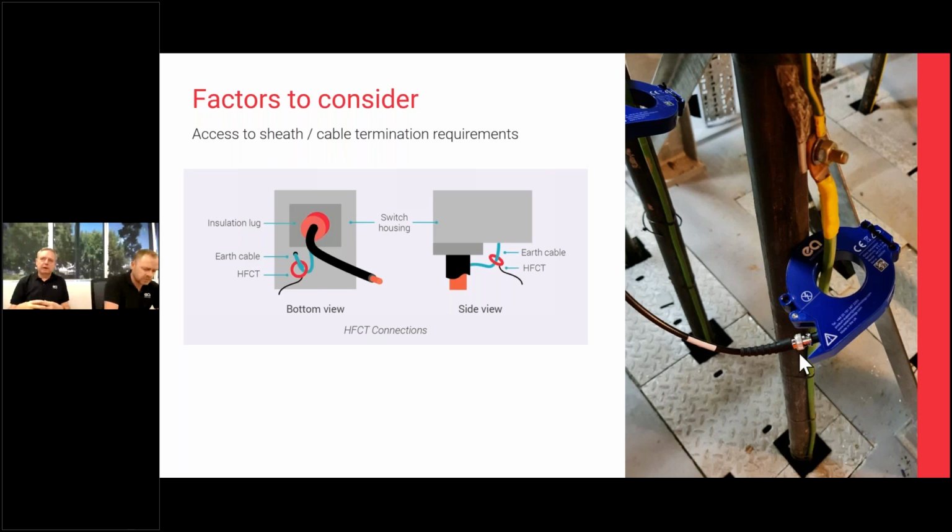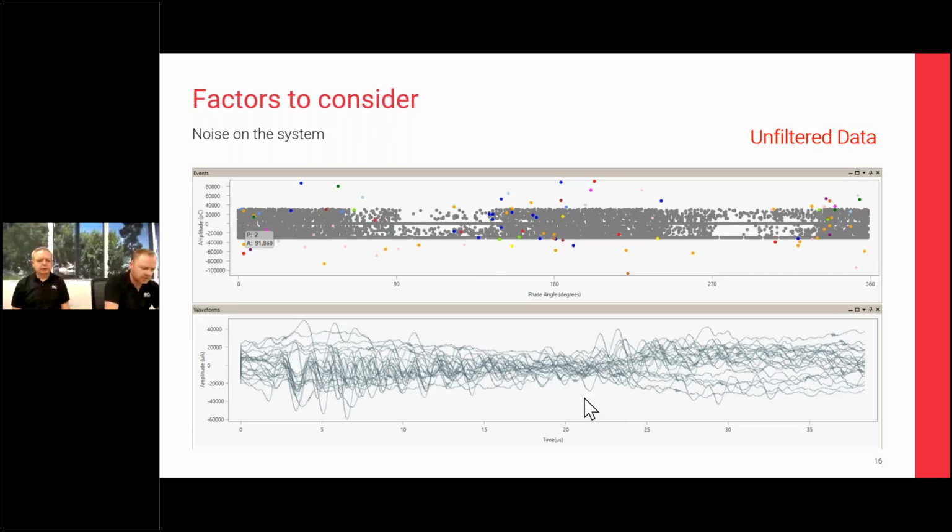If we were to place the HFCT around the cable itself, going around both the earth and the conductor, then we'd get the two signals, the one coming up the conductor and down the earth, which cancel each other out, and we're not going to be able to measure anything. So that's the first factor: whether we have access to that earth in order to do the testing.